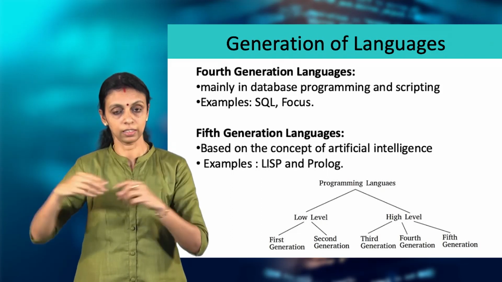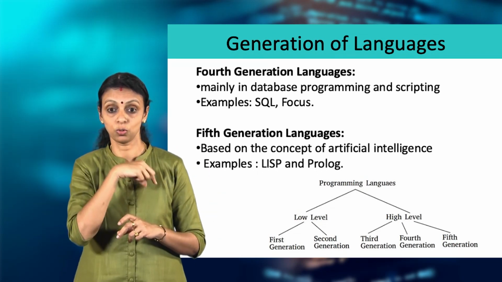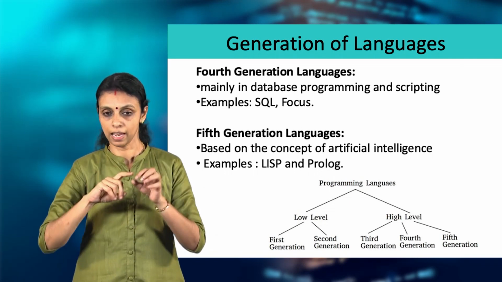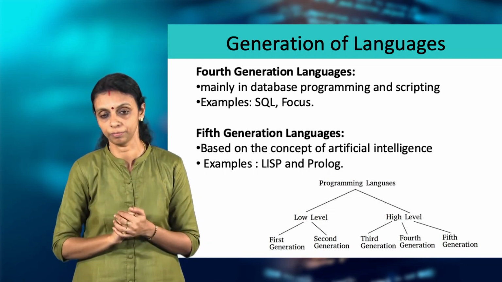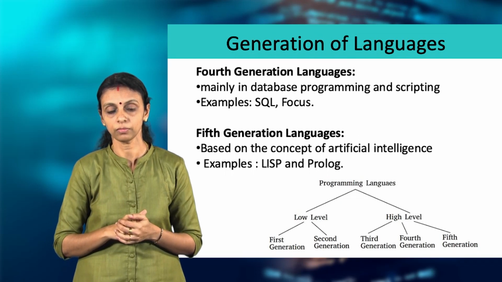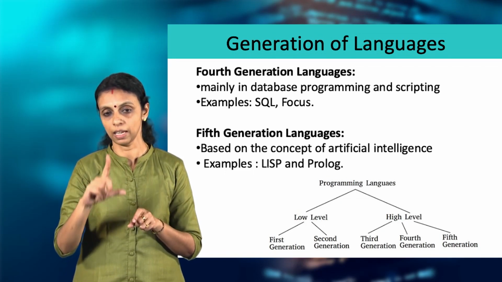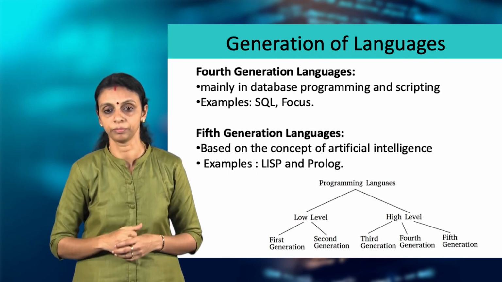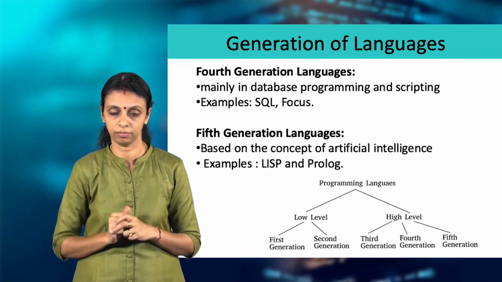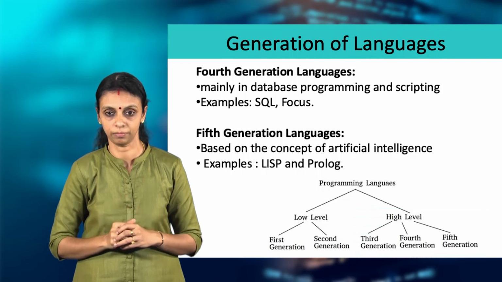Fourth generation languages. These languages are similar to statements in the human language. These are used mainly in database programming and scripting. Example: SQL, Focus. Fifth generation languages. They have visual tools to develop a program. It is based on the concept of artificial intelligence. Examples of fifth generation languages are Lisp and Prolog. The first and second generation languages are considered as low level languages, and third, fourth and fifth generation languages are considered as high level languages.